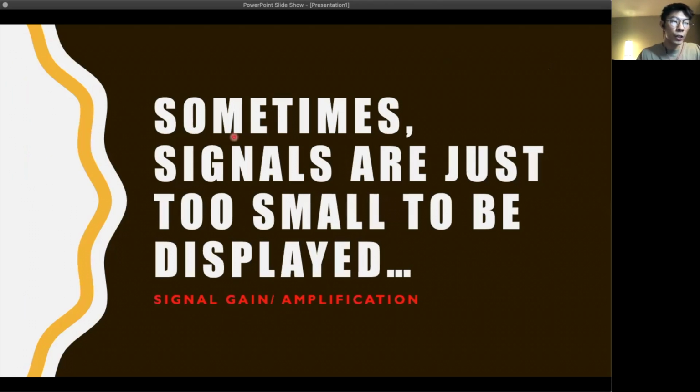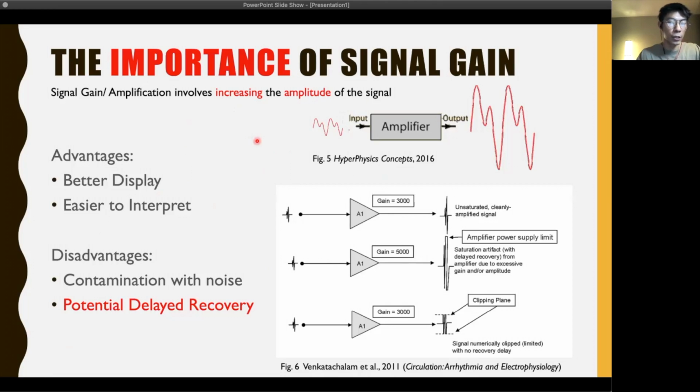Now, when we're measuring signals from our body, sometimes the electric signals are just too weak to be displayed or to have a clear visual representation on our computers. And this is where signal gain comes into play, where we increase the amplitude of the signal so that it is easier to interpret. This is kind of similar to the step in PCR, where we amplify small DNA fragments simply because they're too small.